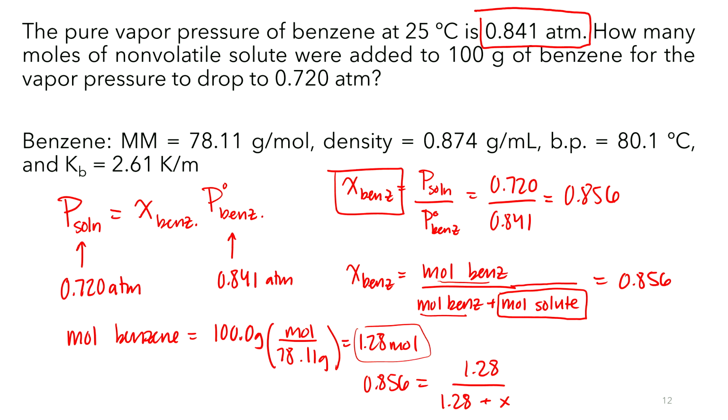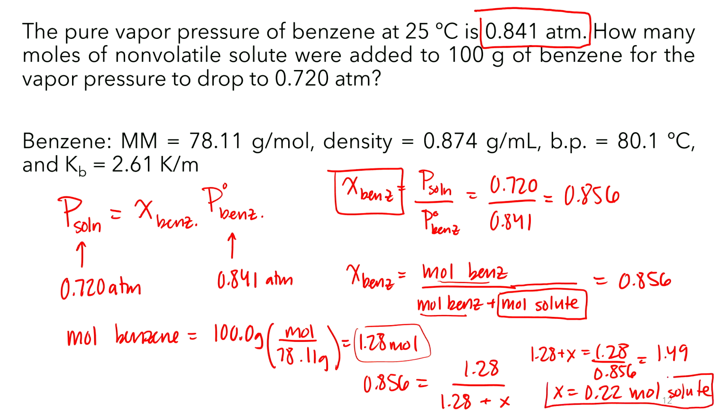All right, so you've got to do a little bit of algebra here. So I have 1.28 plus x equals 1.28 divided by 0.856. That equals, oh, I didn't calculate that. I'll write it out for you. 1.28 divided by 0.856. Okay, so that's 1.49. And so x is equal to 1.49 minus 1.28. I must have added 0.22 moles of solute. So if you're wondering how could we make a standard Raoult's law question a little bit harder, a little bit more involved, this is a good example.